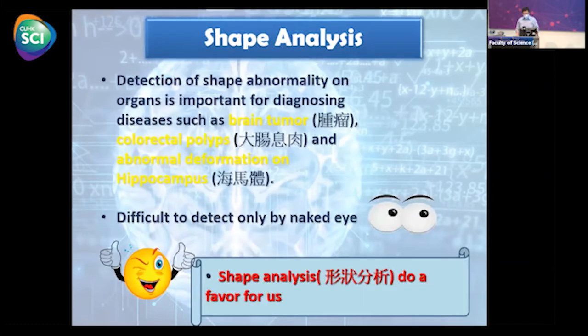Yeah. But after we have done these registrations and found the one-to-one correspondence between different imaging data, of course, the most important thing that we need to do is shape analysis, right? The purpose of shape analysis is to detect shape abnormalities on organs. And it's very important for diagnosing diseases, right? For example, to detect a brain tumor, or for Alzheimer's disease, you want to understand the abnormal deformations on the hippocampal surface and so on. But this process is very, very difficult if you just try to use your human eyes to do it.